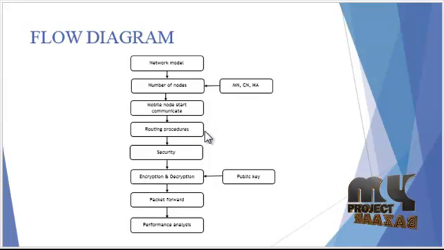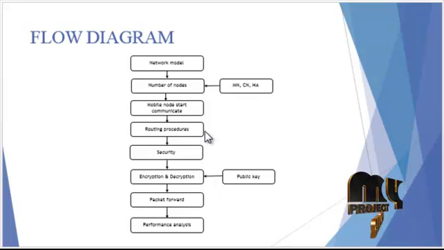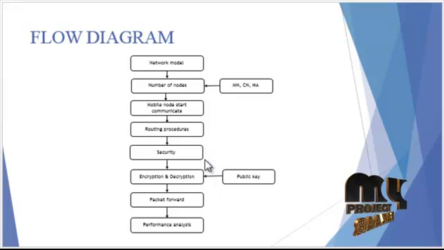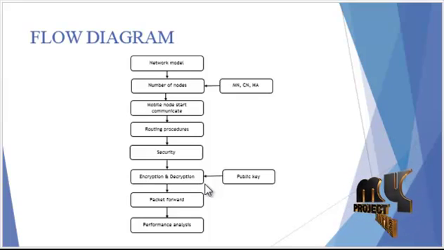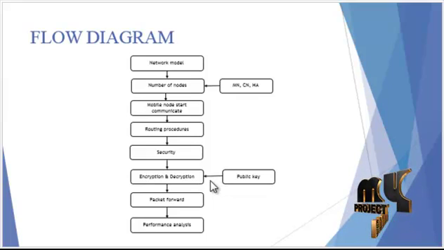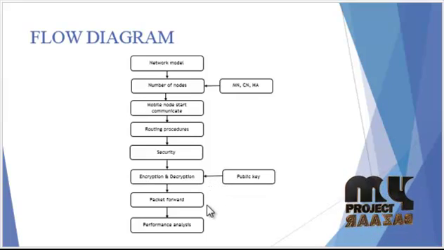After it starts communicating, the routing procedures are implemented to forward the packets. In those routing procedures, we have to maintain the security process. The security process means the packets are processed with encryption and decryption mechanisms using a public key. Finally, the packets are forwarded to the destination, that is, from the mobile node to the home agent.